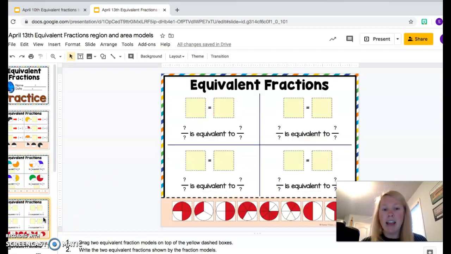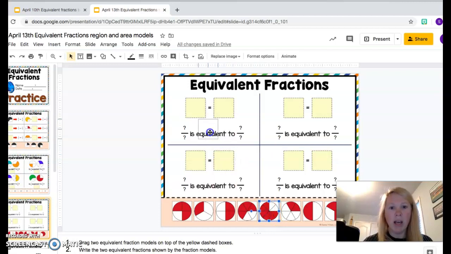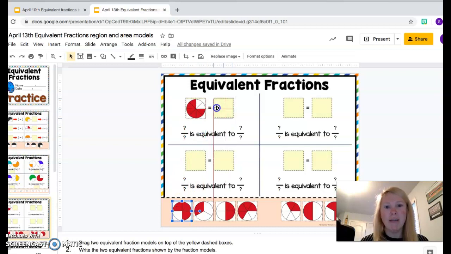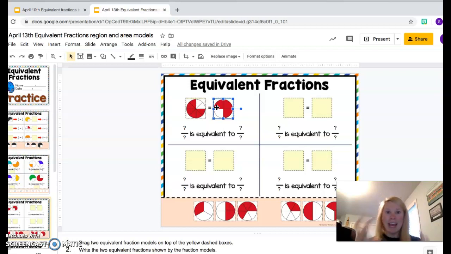On the next slide, you need to drag 2 pictures that are equivalent. So look down at your pie pieces and figure out which 2 parts look equal. Okay. Ooh, this one. And then this piece. Both of those pie pieces have the same shaded region or area. Okay. So then I'm going to fill in where my question marks are. What's the fraction for this pie piece? And then what's the fraction for this pie piece? I'm going to put that right there.